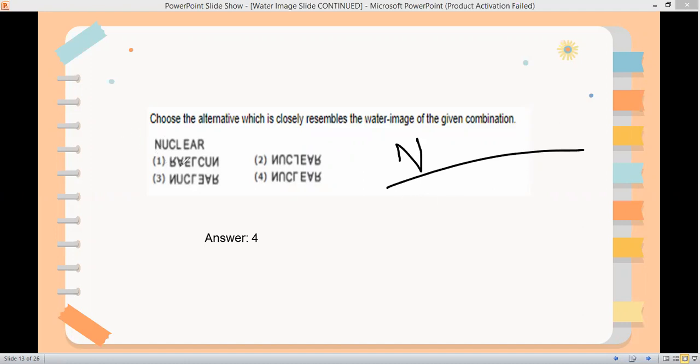First, you have to see what options start with the N. Is it starting with N? No, so it will cancel out. Is it starting with N? Yes, yes, yes, and they all are inverted correctly.